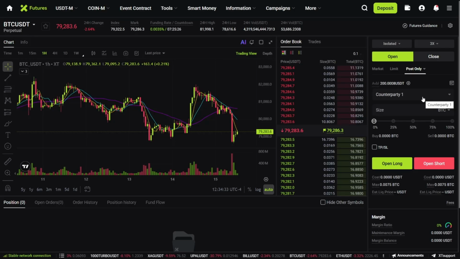If the order would execute immediately, it gets canceled. Traders use this when they want to avoid taking liquidity and potentially pay lower maker fees. And finally, we have the scale order.